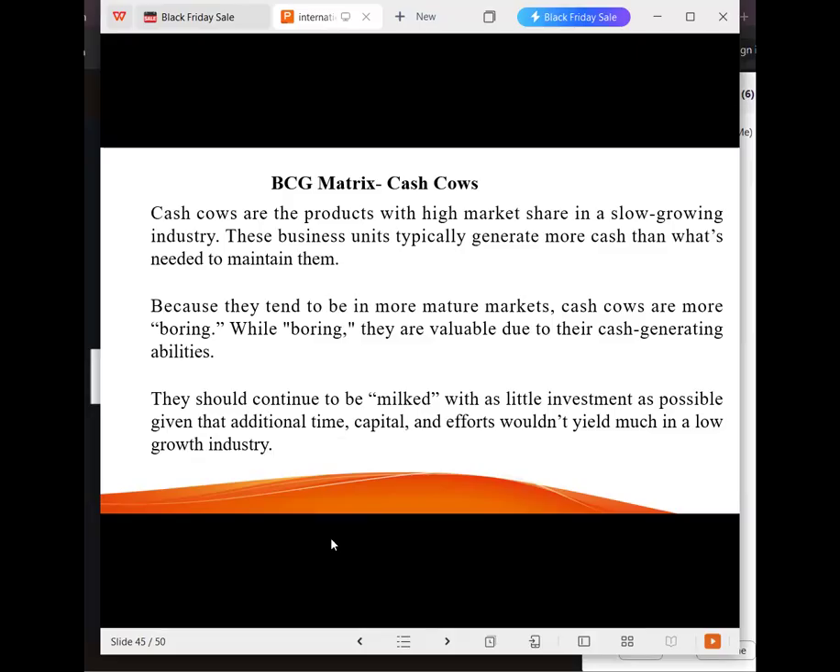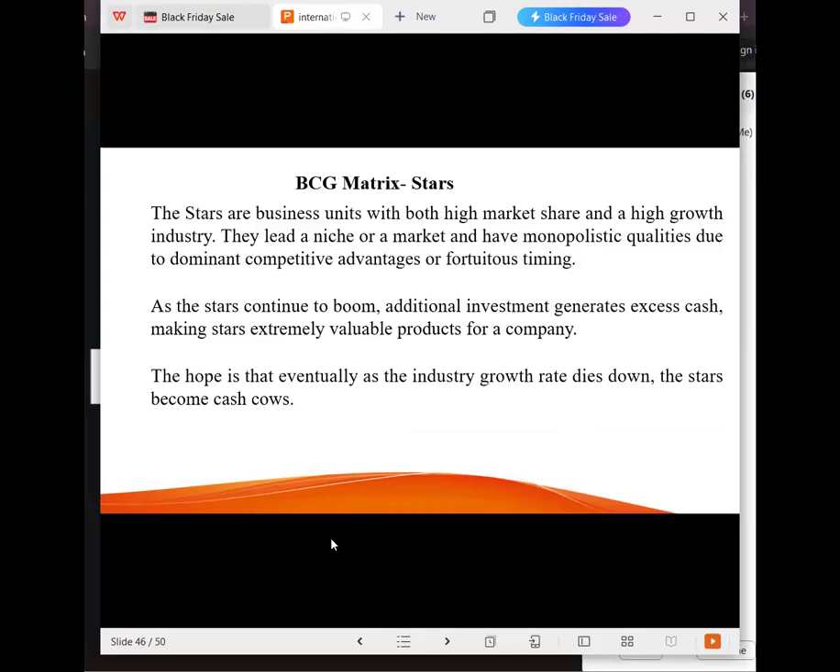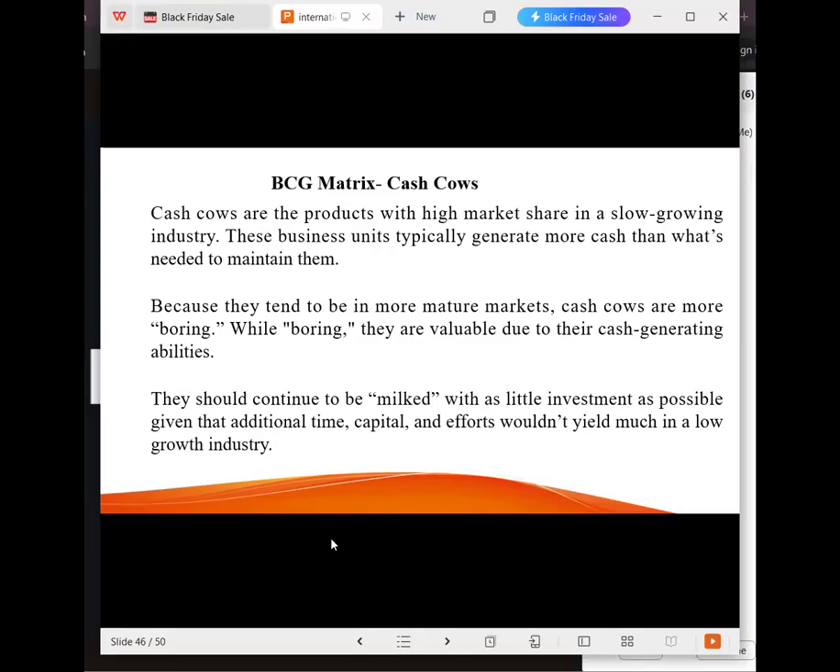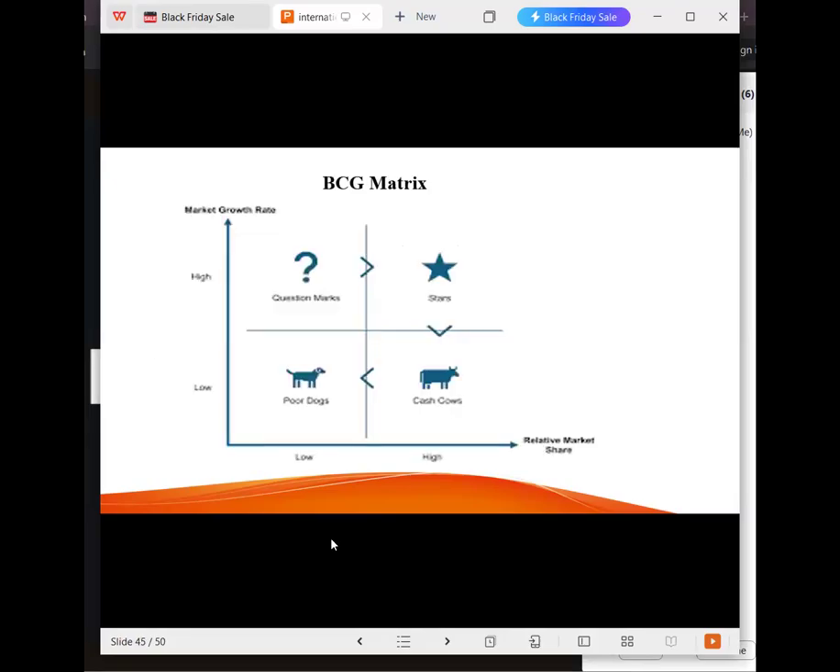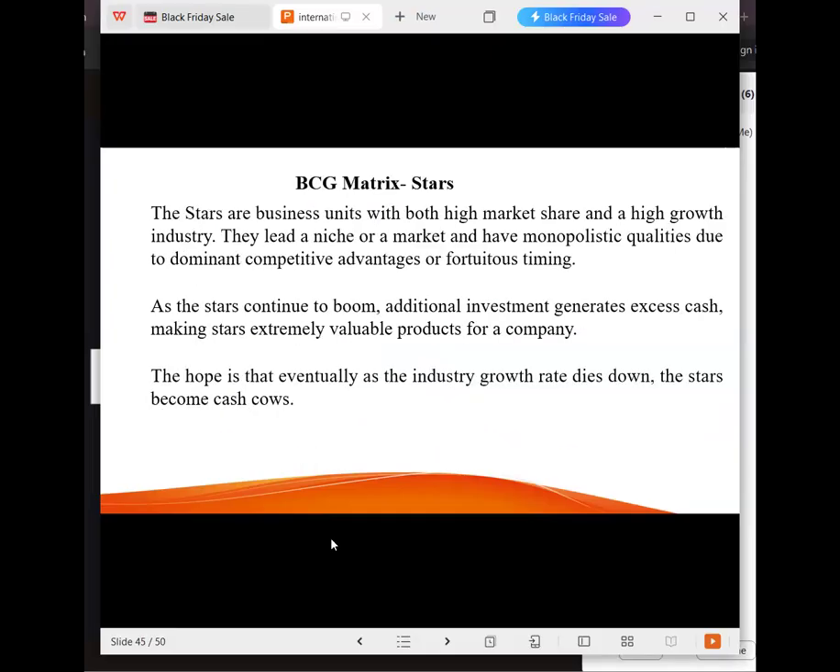We're also going to look at the applicability after understanding these terminologies. So the next one is star. Star here is saying that the stars are business units with both high market share and high growth industry. So let's go back. This is the star. The market share is high and the growth rate is also high. It's not like cash cow, where market share is high and the growth rate is low. So that's why it's called a star.